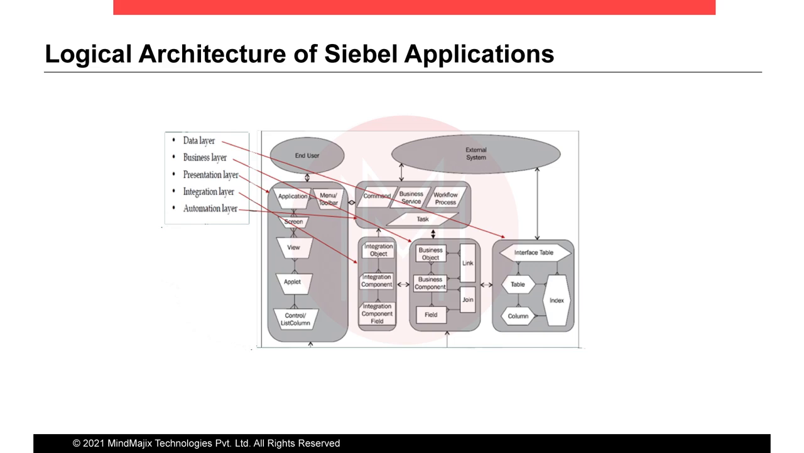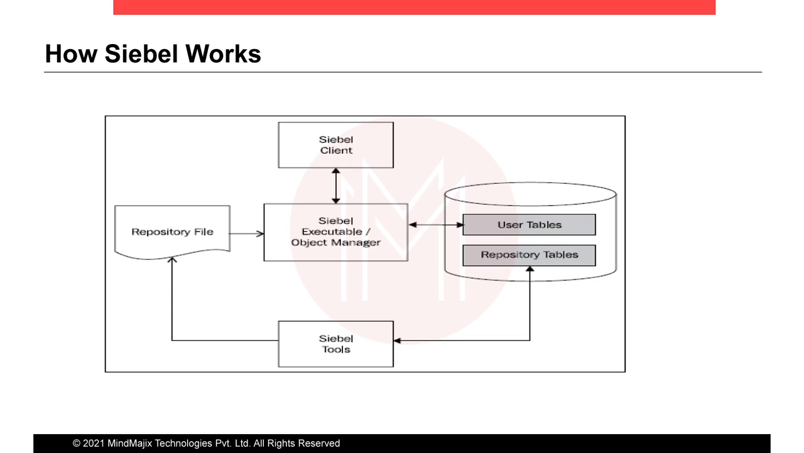So this is the high level architecture of the Siebel objects. We have segregated it into 5 different parts, and these are the objects. How does Siebel work? It means we will be understanding the Siebel architecture. This is a high level architecture I will explain. As a developer we have to understand how Siebel works.